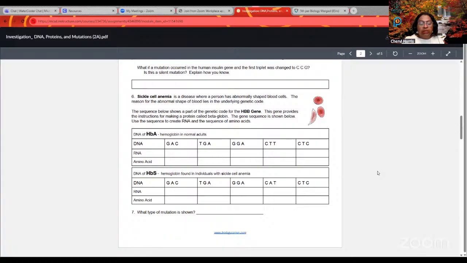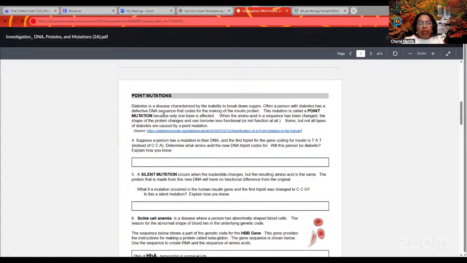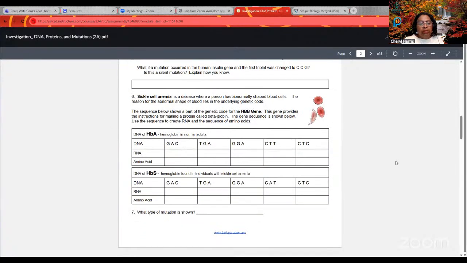And then we looked at sickle cell, and they were asking you if you compared it to point or silent. We decided that it was a point mutation because there was just one difference. If you're looking at these two, the set right here is different. The top is normal, the one on the bottom is different, and it created a different amino acid, which made the protein behave in a different way, one that creates hemoglobin that doesn't carry the sufficient amount of oxygen. And so it doesn't work like it's supposed to.